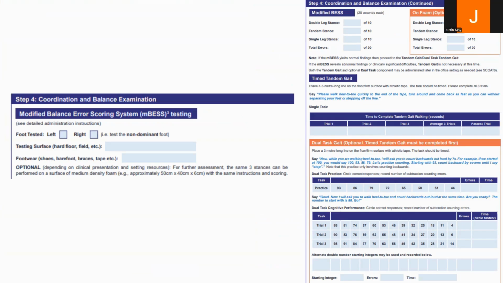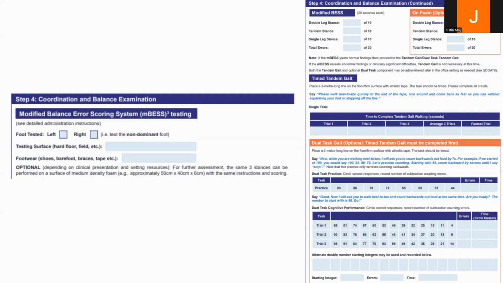Next, we're going to move on to our coordination and balance examination. This is going to be the modified balance error scoring system. We first have to ensure that we know the athlete's dominant foot, notating what testing surface we're using and if footwear is being used, if there's any shoes, barefoot, braces, tape, etc. This is going to start with a modified BESS, and it's going to have the athlete standing in a double leg stance with hands on their hips, and we're going to be timing them for 20 seconds. They're going to have their eyes closed and just notating if there's any errors that occur.